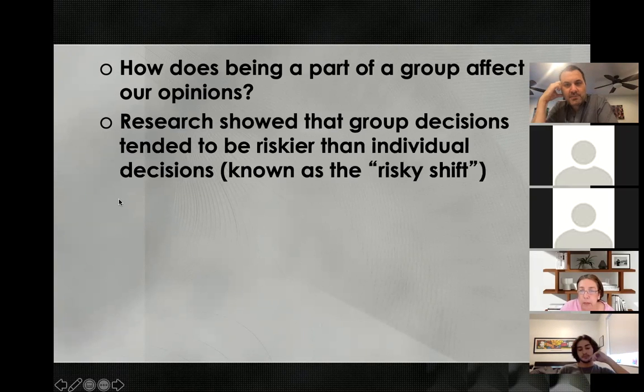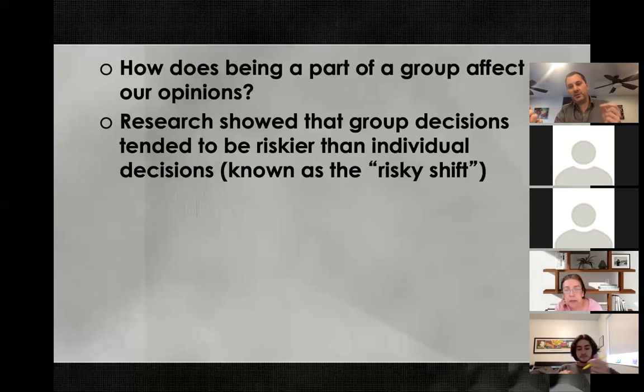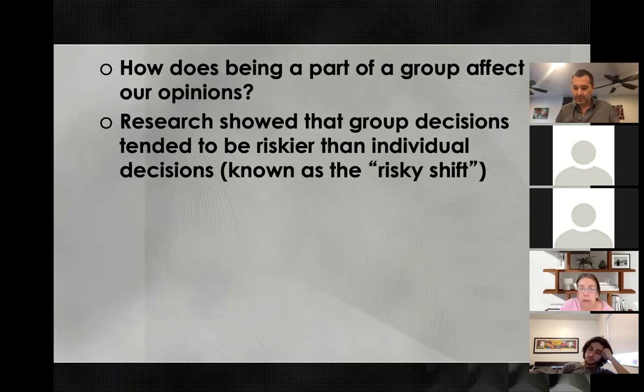Some early research tended to show that when people make decisions as part of groups, they tend to make riskier decisions than when people make decisions as individuals. This was known as the risky shift. Okay, now I'll give you an example of a study that would show the risky shift.